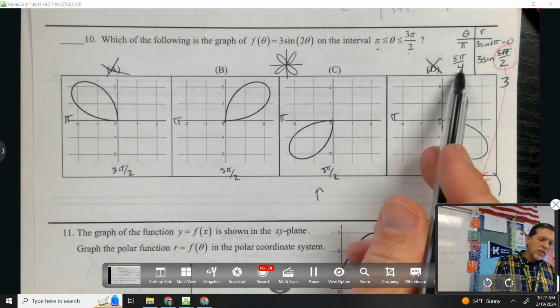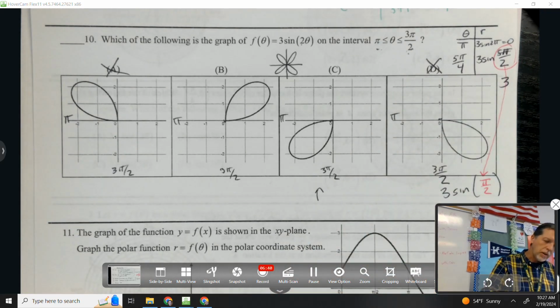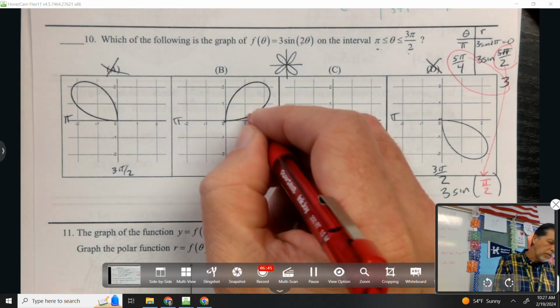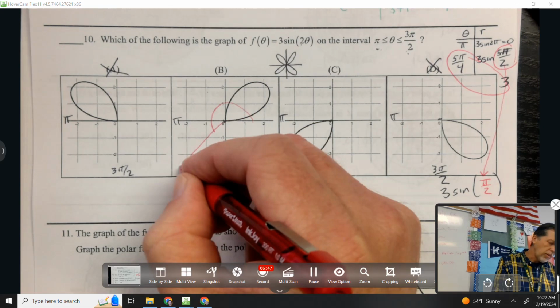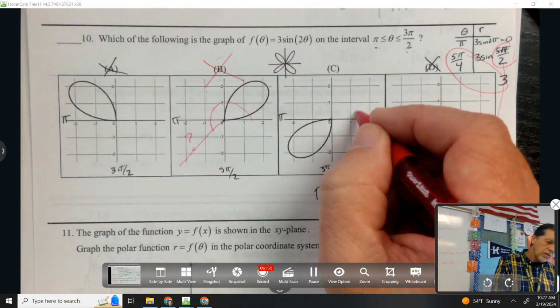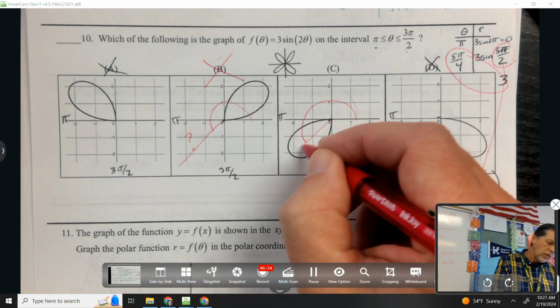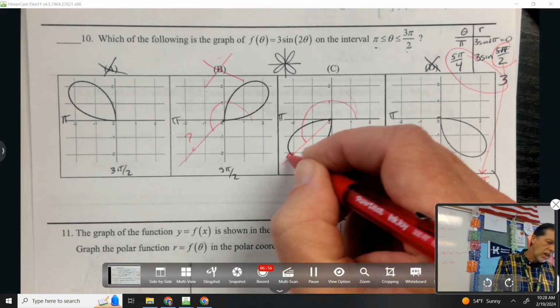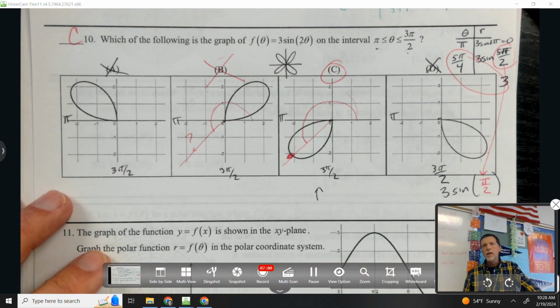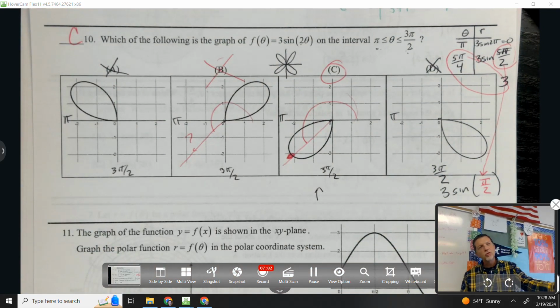So if I rotate to 5 pi over 4, I should go out 3. If I rotate to 5 pi over 4 and go out 3, there's nothing there on B. Rotate 5 pi over 4 and go out 3. Yeah, it's C. Again, in my mind, those are the tricky AP style questions because they're either graphs you haven't seen before or they're asking for a piece of the graph.